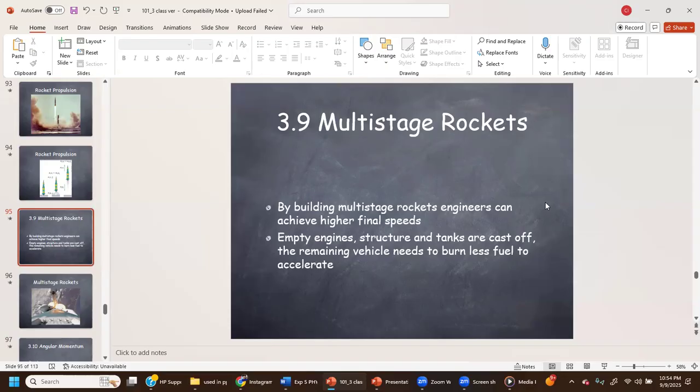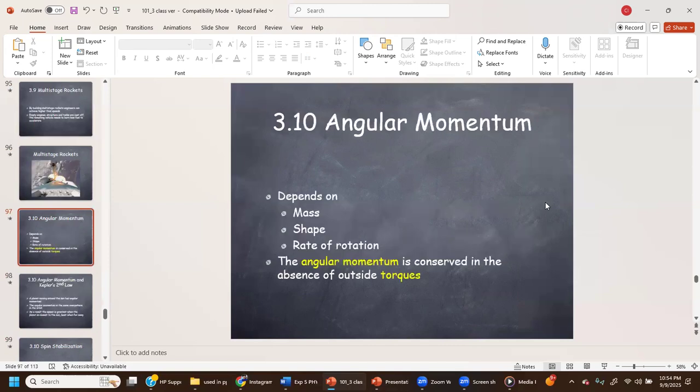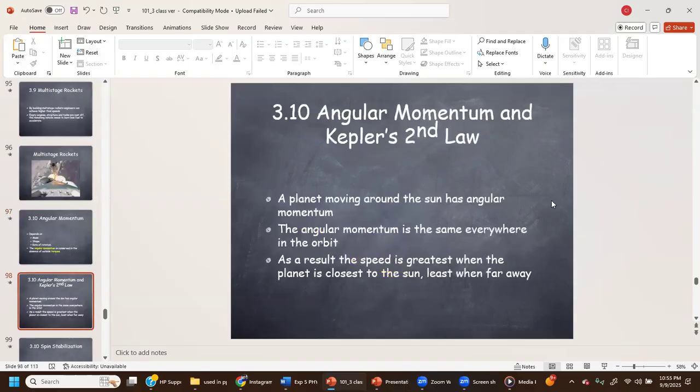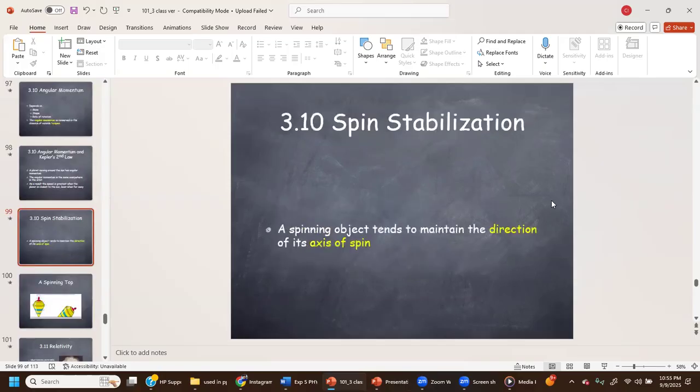Now, angular momentum deals with two things: your mass and your shape. Now, angular momentum is conserved in the absence of outside torque. Now, spinning objects tend to maintain the direction of their spin axis.